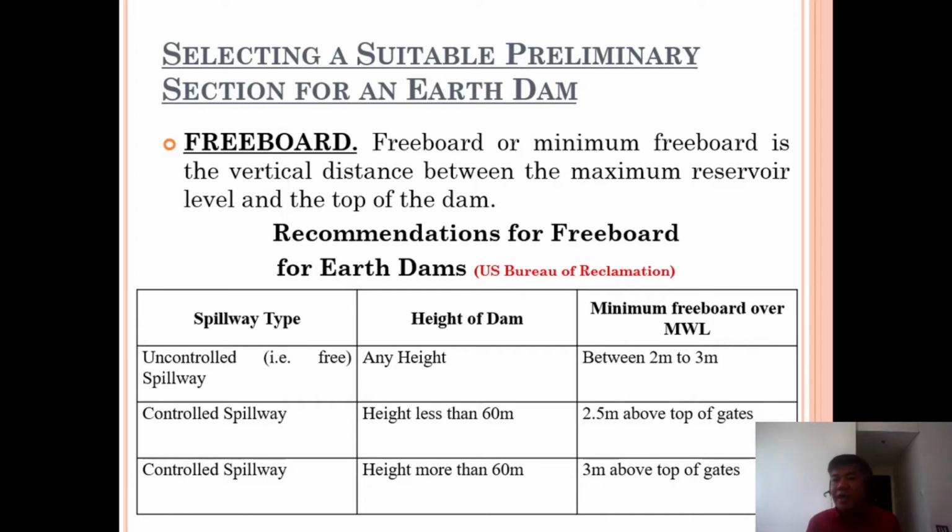But take note that increasing the freeboard is actually incurring a higher cost. So rather than use a critical design, they make use of the average of the 2 and 3. So they use 2.5 meters. But it is just a suggestion from the US Bureau of Reclamation. Later on, once you have drawn the preliminary design, you can still make changes based on the result of your analysis. For a height less than 60 meters, you have 2.5. Height more than 60 meters, you have 3 meters above top gates.